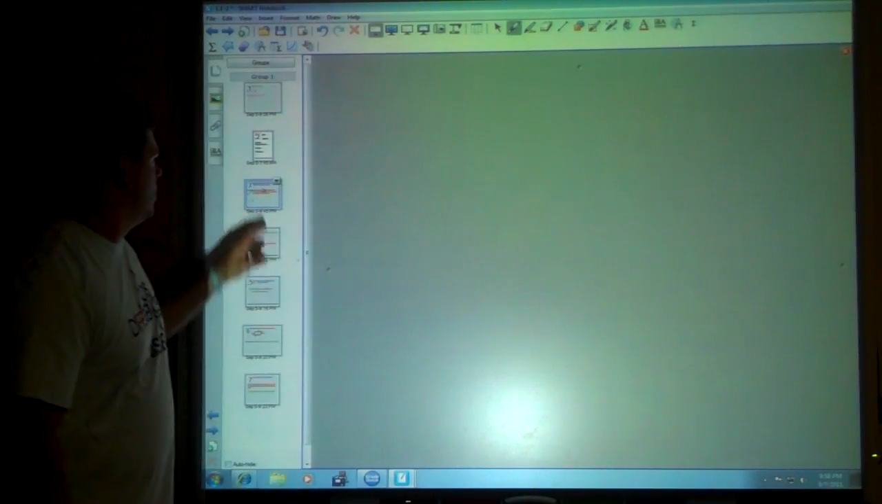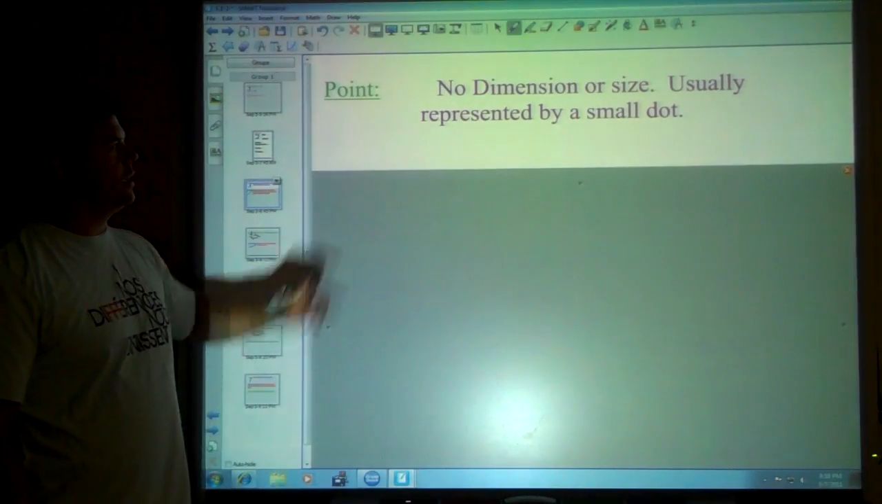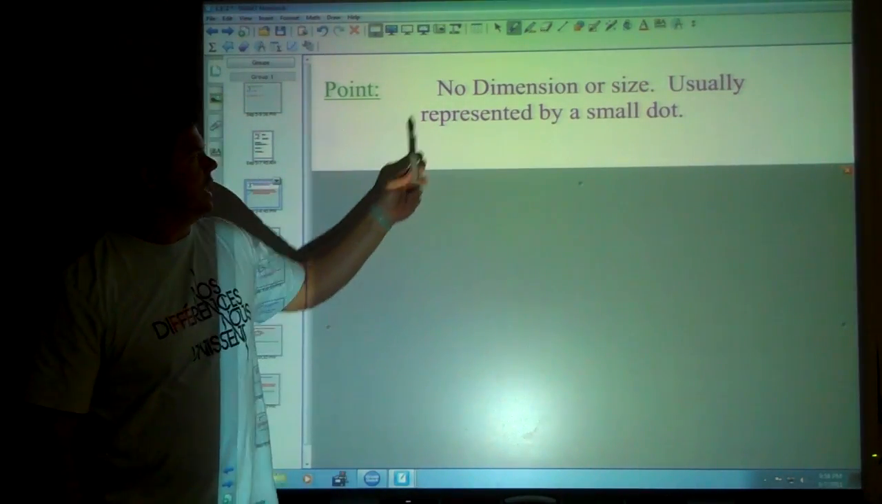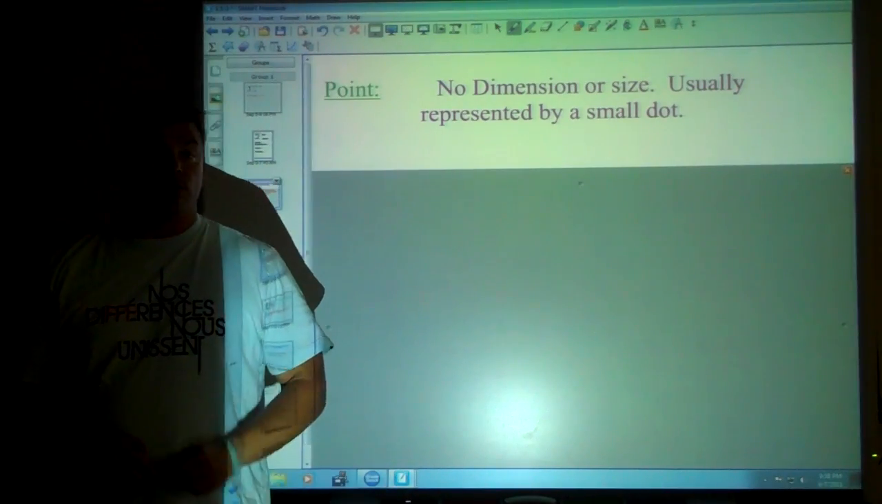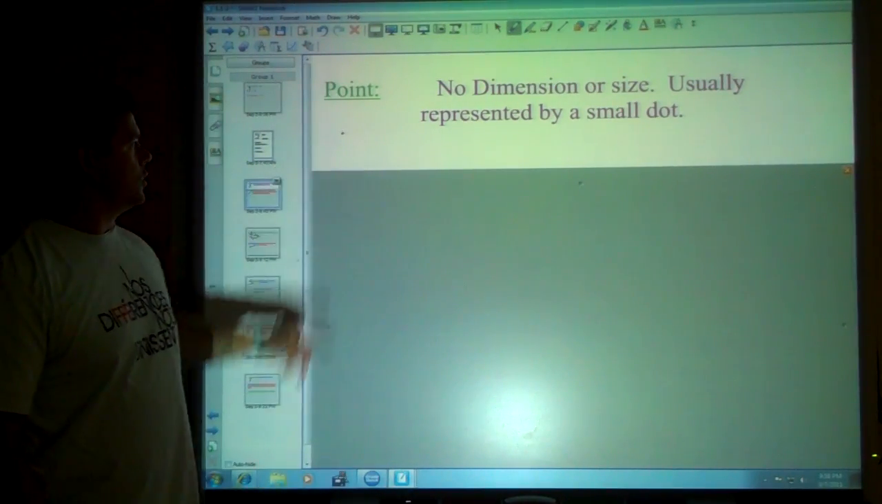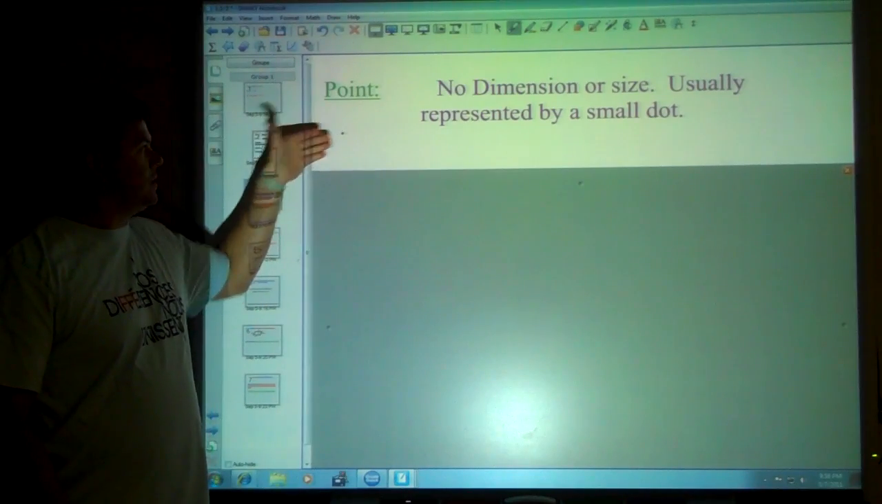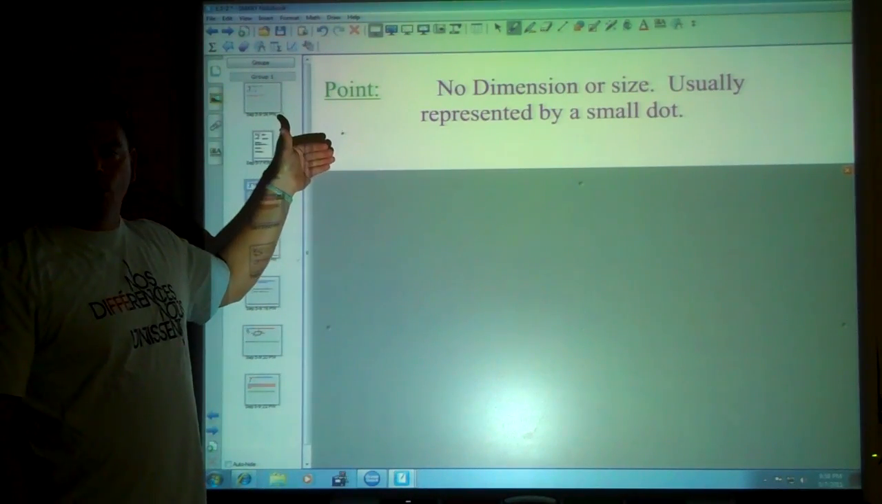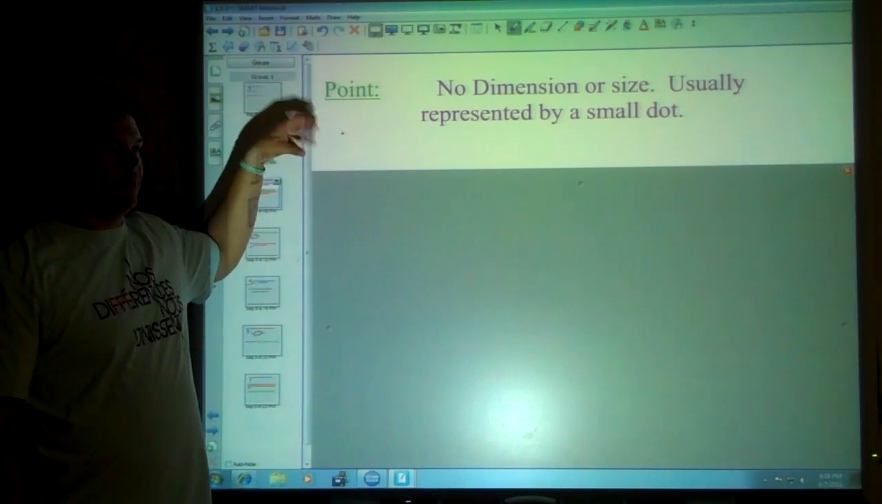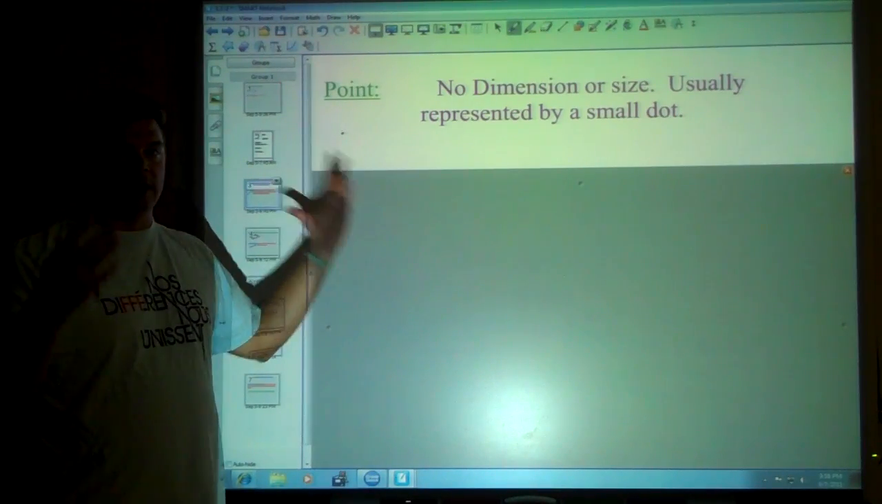For example, one of our first definitions, point, is somewhat hard to grasp because it has no dimension and no size, which is really strange because we're used to going, what do you mean? There's a point right there. And that point definitely has size. It definitely has dimension. We have to represent it some way. We have to represent the point in a way that we can manipulate it and deal with it.